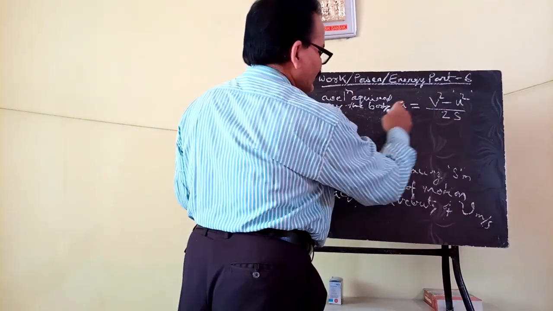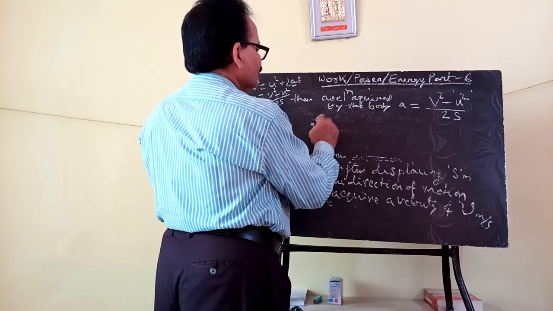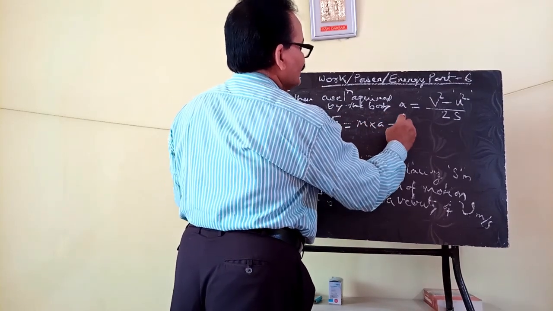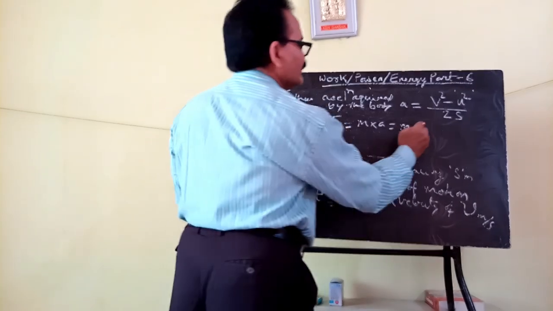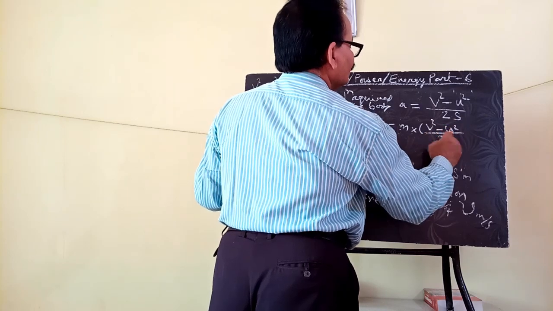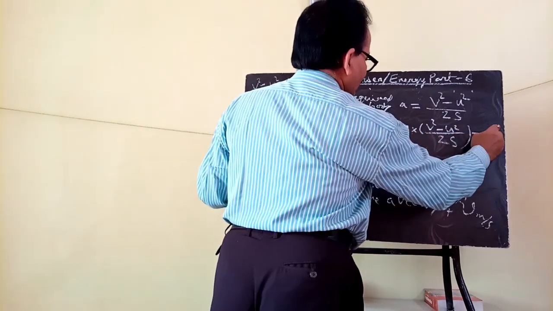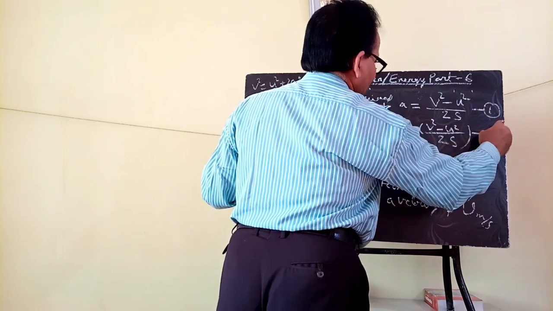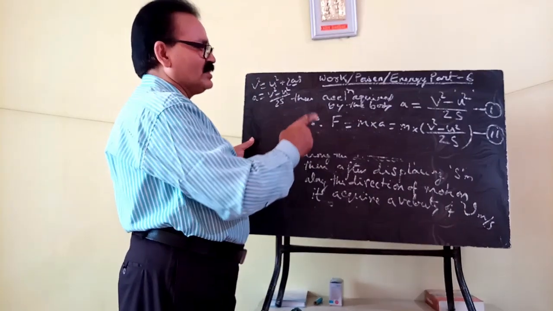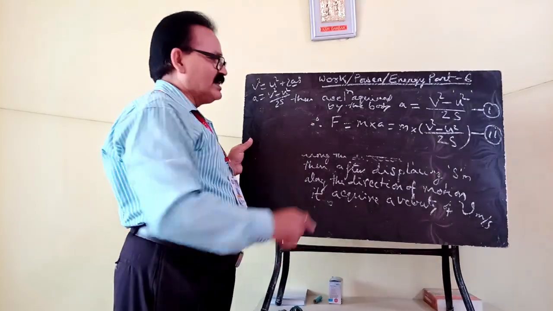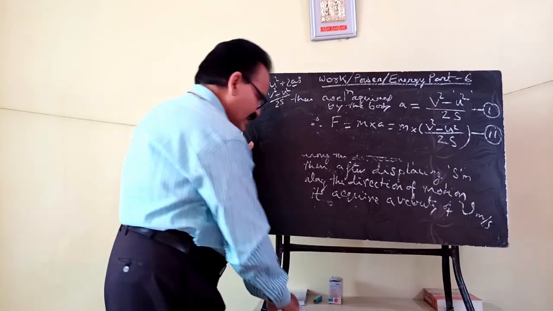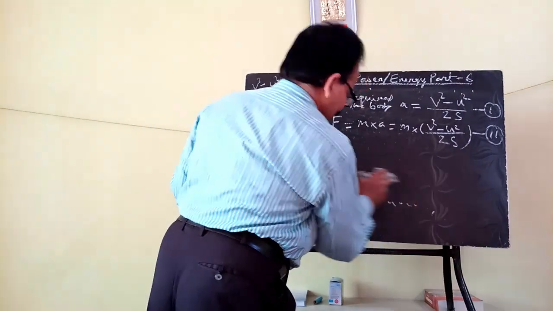This is your formula for acceleration. So therefore the force is equal to m into A. So the mass of the body is m and A is v square minus u square by 2s. This is your expression for acceleration, and the force required to accelerate the body is F Newton. F Newton value is m into a. Okay, clear?